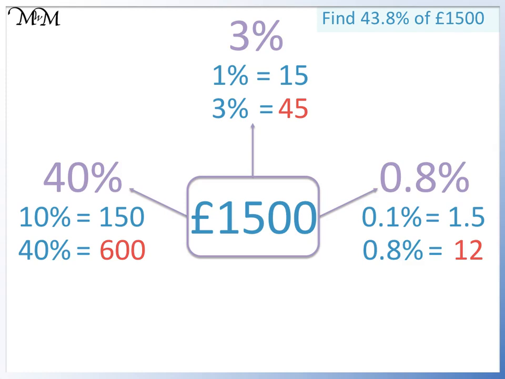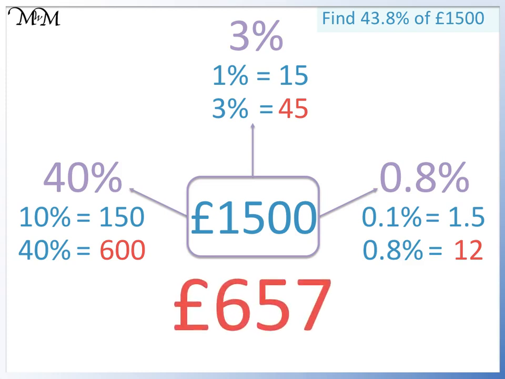Now we know that 40% is 600, 3% is 45, and 0.8% is 12. To find 43.8%, we add these amounts together. 600 plus 45 equals 645, plus 12 equals 657. So 43.8% of £1,500 is £657.